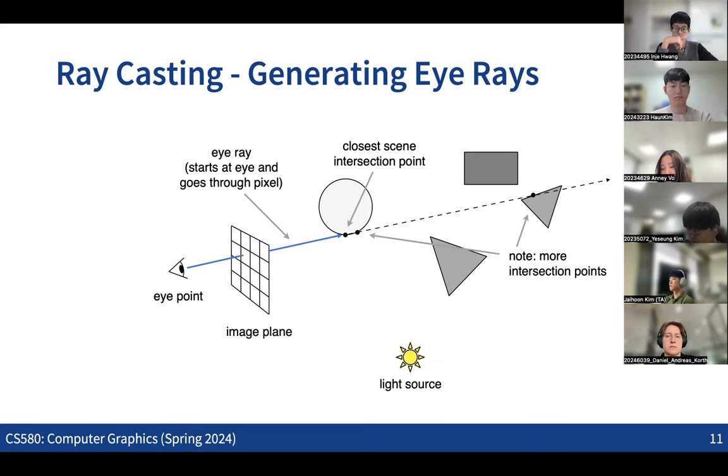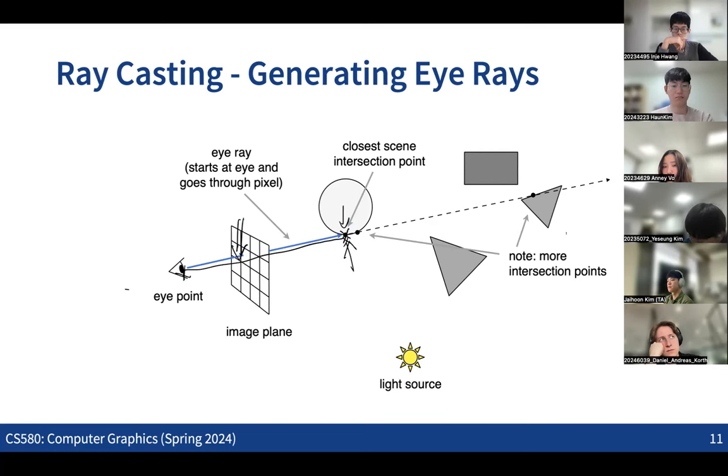So as you can see here, we are shooting the ray here, and we see an intersection point here. The way we can update the pixel information is that we can retrieve some kind of color or other information from this point, which will update this pixel information, right?